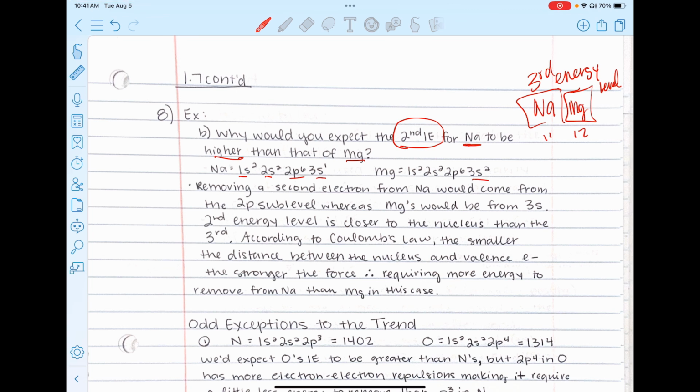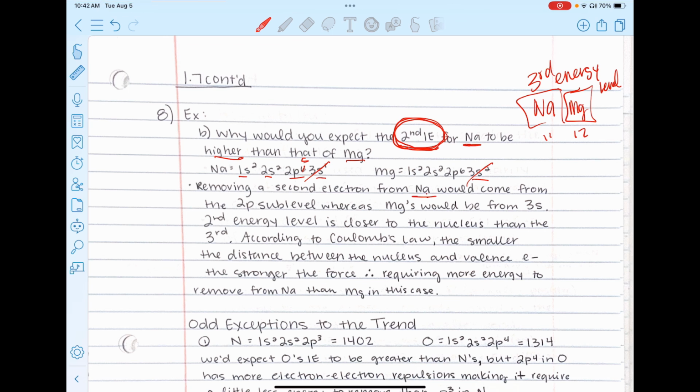If we were to remove a second electron from sodium, what would that look like? Removing one would take away the 3s shell. If I remove a second one, because the question asks about the second ionization energy, that would leave me with 2p5. If I were to remove 2 electrons from magnesium, I would just get rid of the 3s subshell.